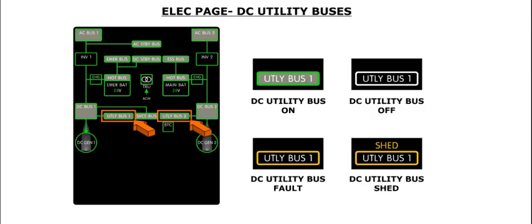Each utility bus is represented by a rectangle with a utility bus label. The bus number is specified in the label. A green rectangle with a gray background indicates that the associated utility bus is on.